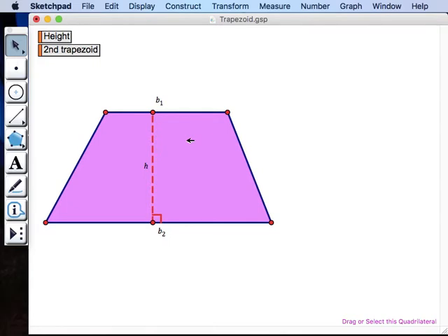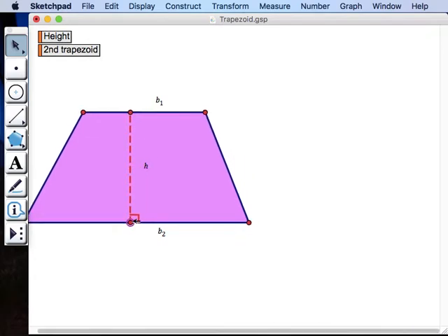I designated the two bases as B1 and B2. The top one is B1, the bottom one is B2. It doesn't always have to be that way. You could put B1 on the bottom, it doesn't matter. But they're different, like Kevin said. They have to be different, otherwise we don't have a trapezoid. And then I drew the height in there. And that height can be anywhere.